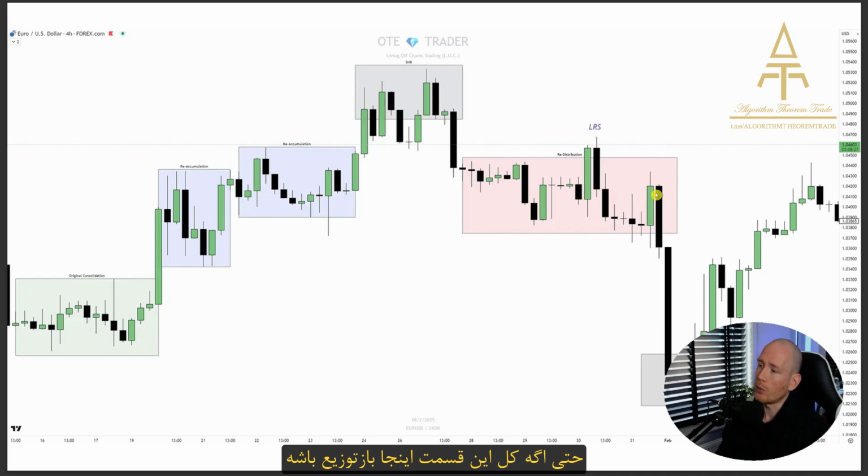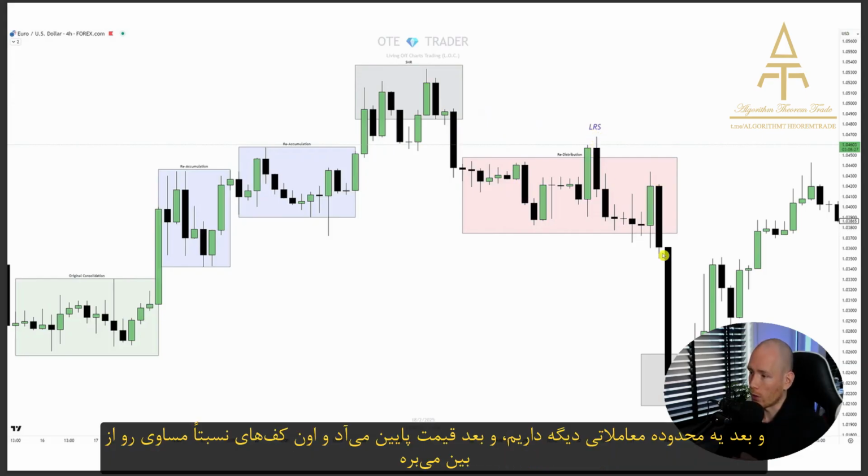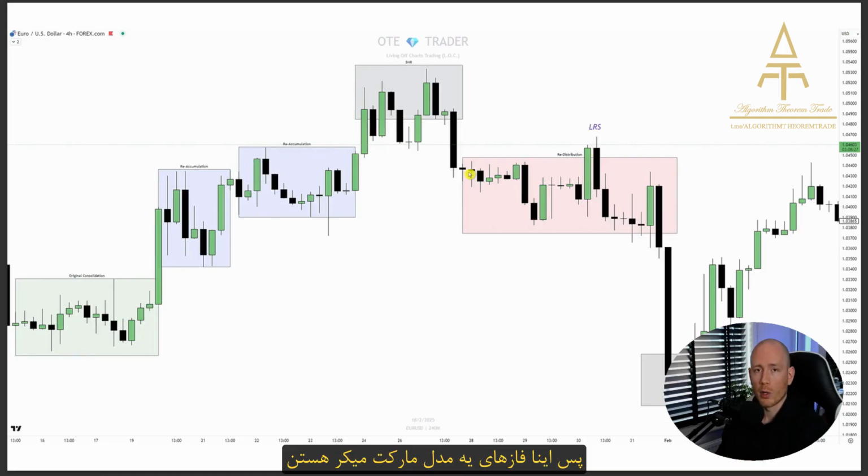Even though this entire piece here is redistribution, the low risk sell can print out of it as long as it goes back to premium of the first dealing range. So pay attention, right? The first dealing range that forms the low risk sell. And then we have another dealing range and then price declines, taking out those relative equal lows. So these are the phases of a market maker model.